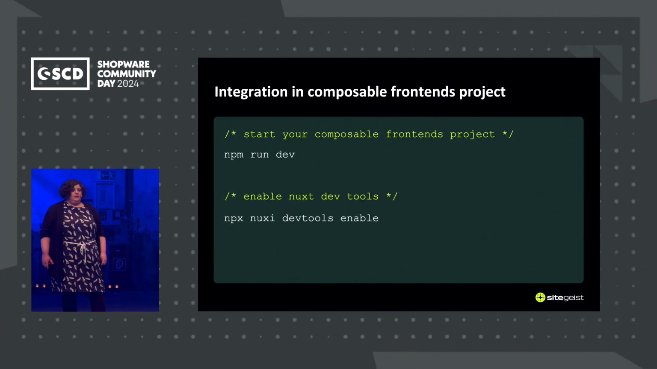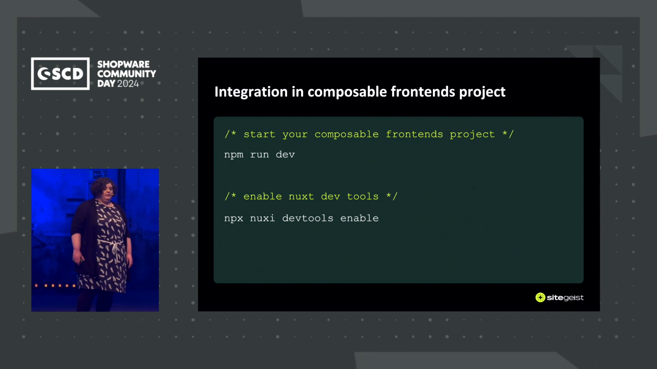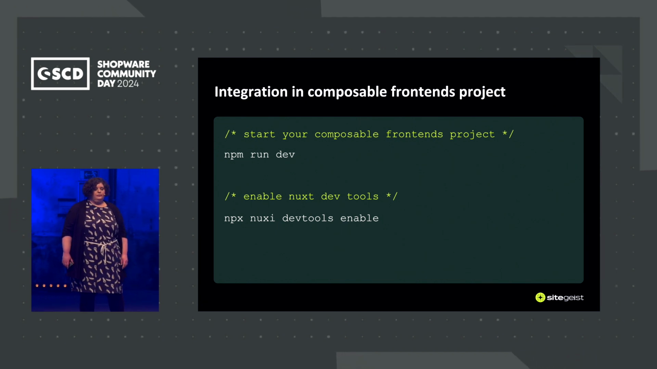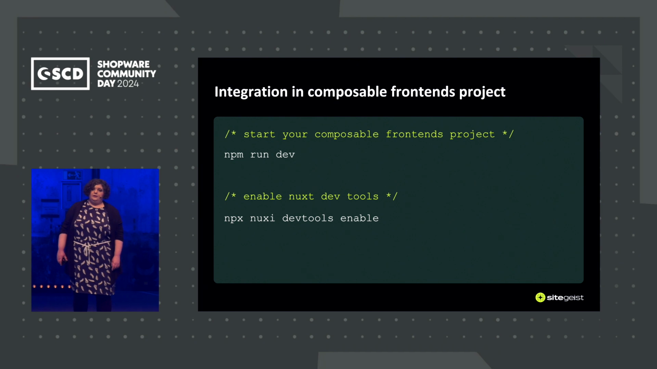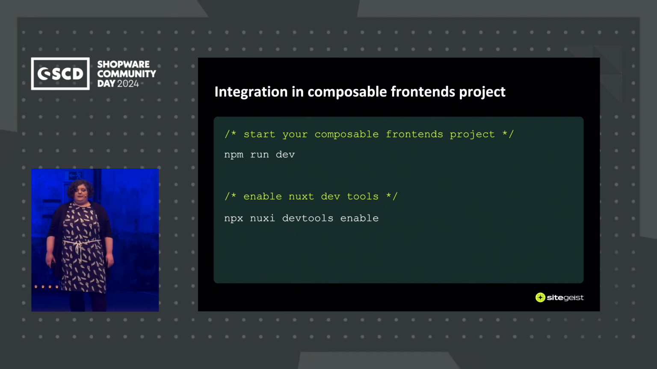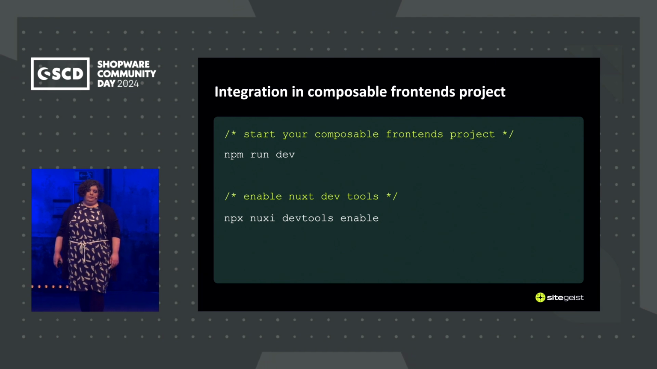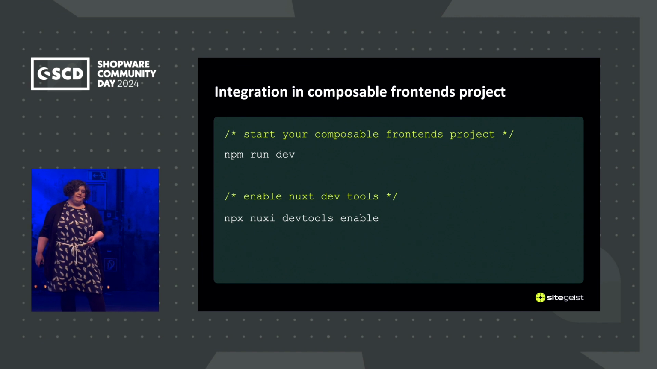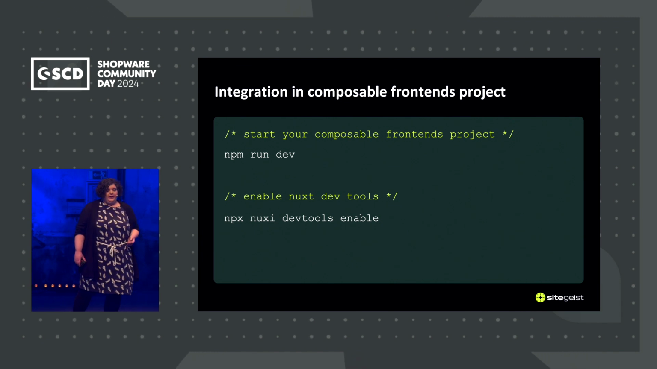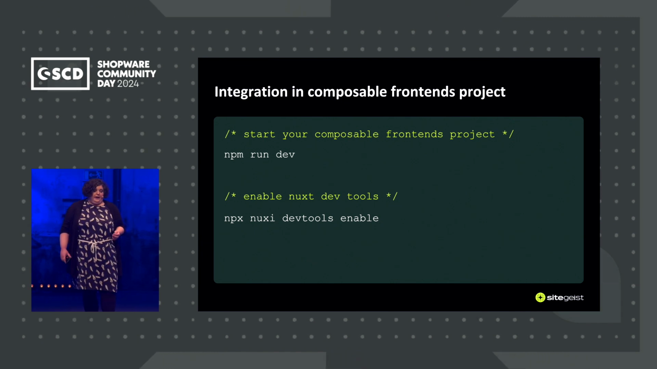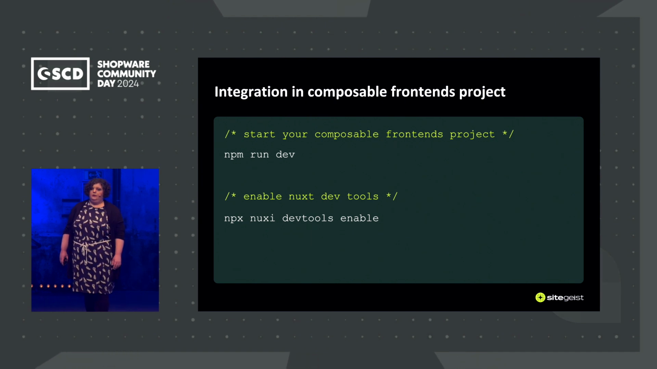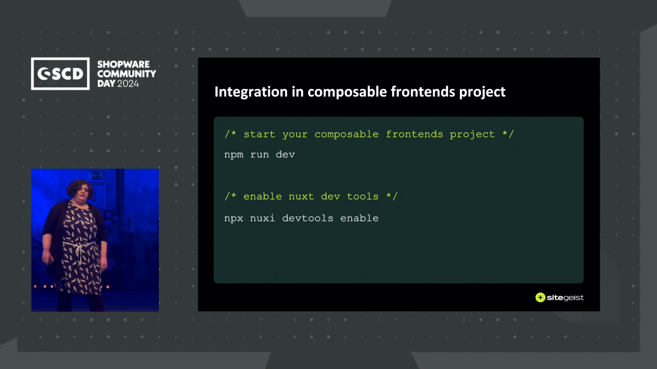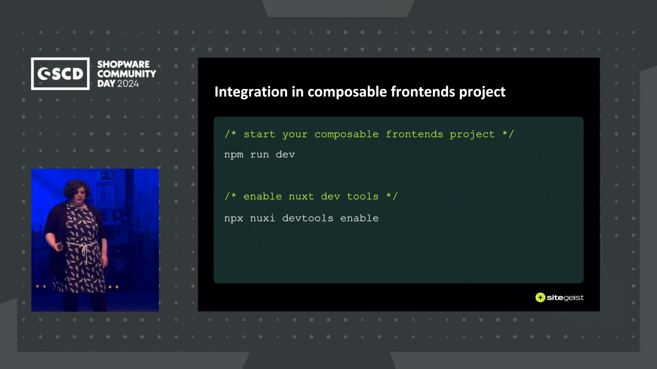After that, on your local dev, you can run your composable frontends project, and Storybook will automatically start with your project, and it's available on port 6006. You can change the port, but by default it's 6006. And if you like, you can also activate the Nuxt DevTools, and Storybook will also be available inside your DevTools.